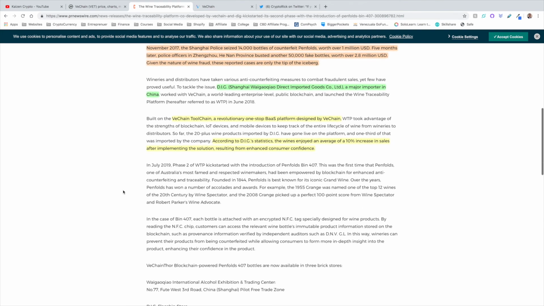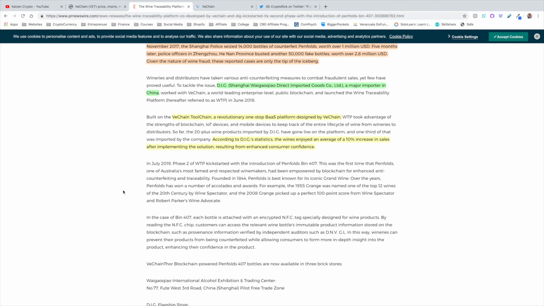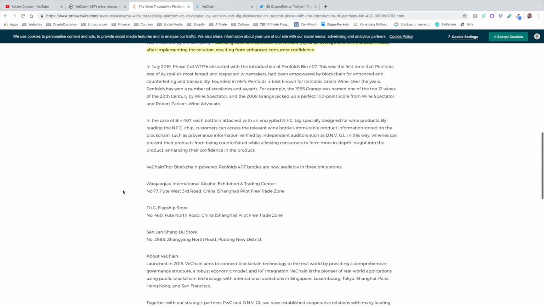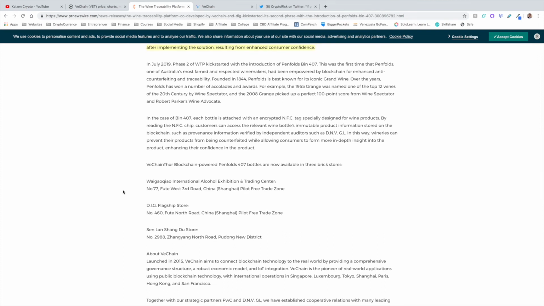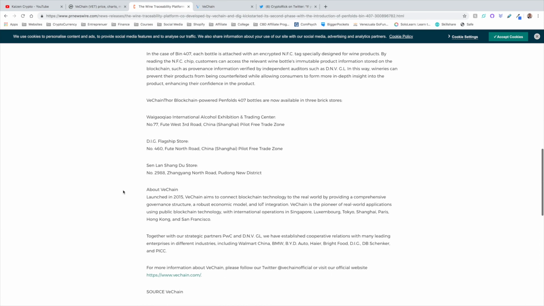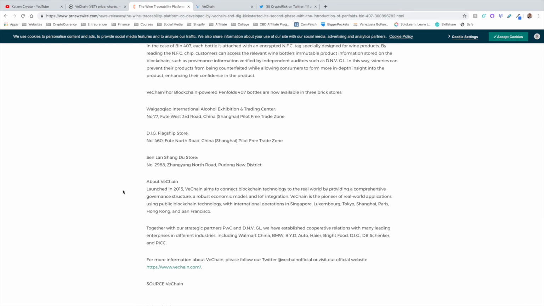I think that the use case for this is huge, and being that the wine market in China is only continuing to grow, this is something that's really promising for Vechain and their blockchain as a service platform. So if we scroll down here, this is just talking a little bit about some of the stores that are now offering this type of wine offered by Vechain that has their NFC chip on it. So it's really cool.